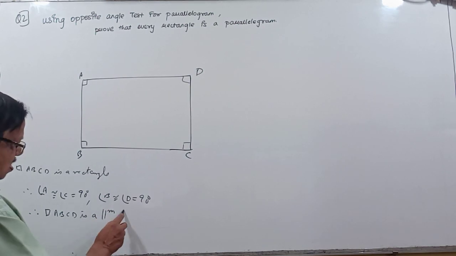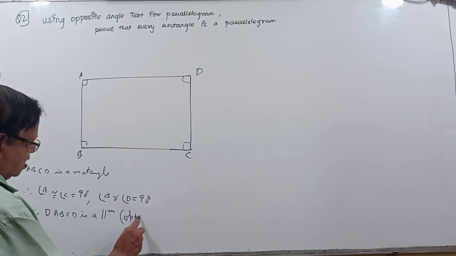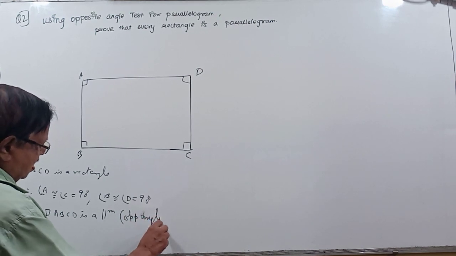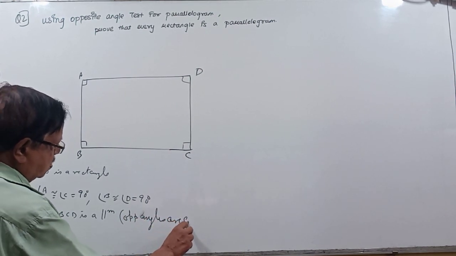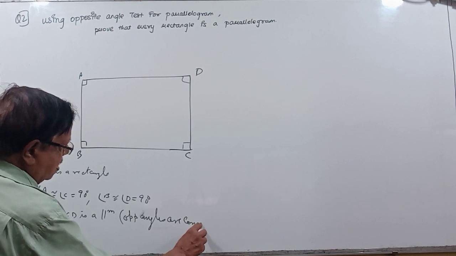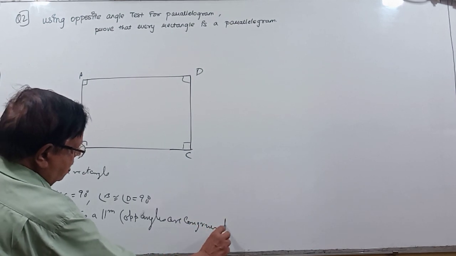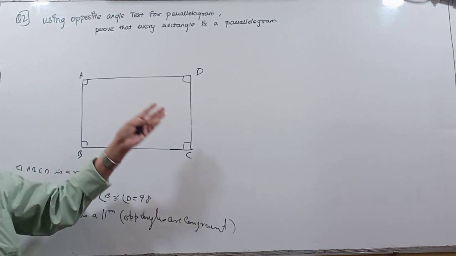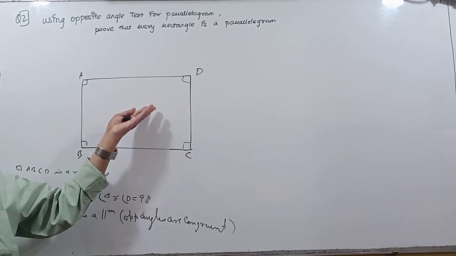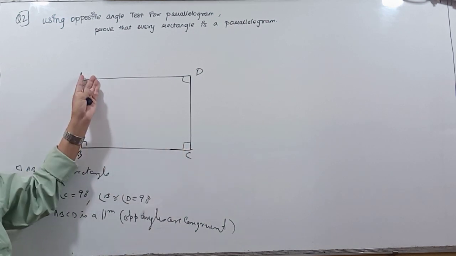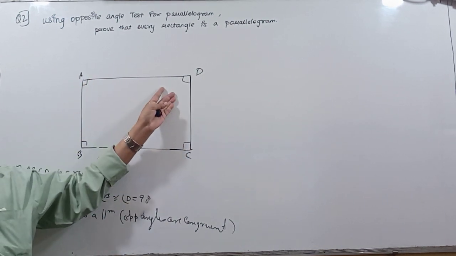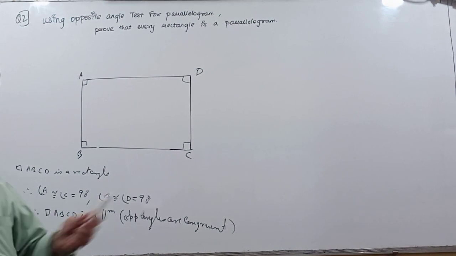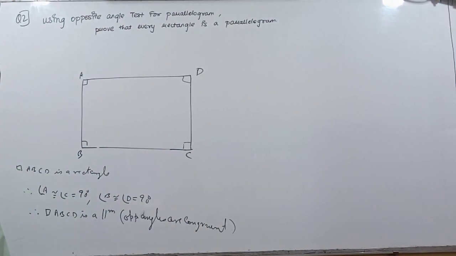Why is it a parallelogram? Opposite angles are congruent. This is one of the tests for parallelogram. If opposite angles are congruent, it's a parallelogram. This is congruent to this. This is congruent to this. Therefore, the rectangle is a parallelogram. It's very simple. It doesn't need even a minute.